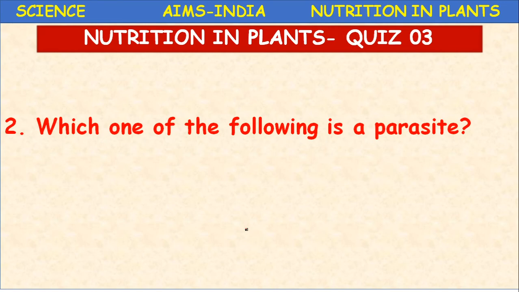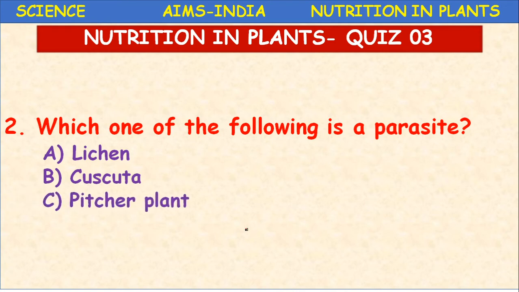Which one of the following is a parasite? Here different options are there: Lichen, Cuscuta, pitcher plant, Rhizobium. Which one of the following is a parasite? Always remember, a parasite is a dependent organism, not independent.